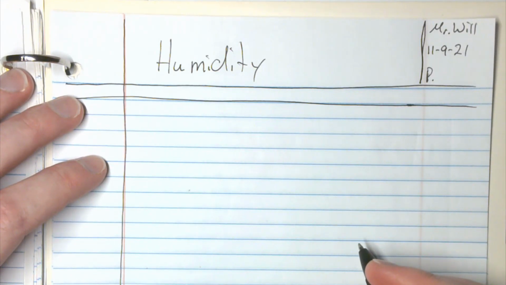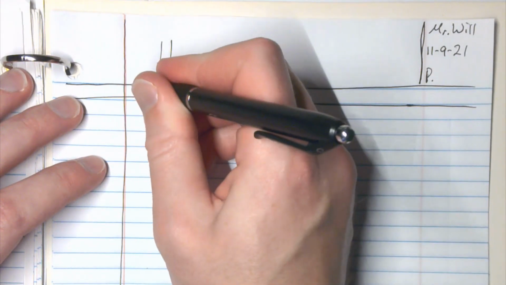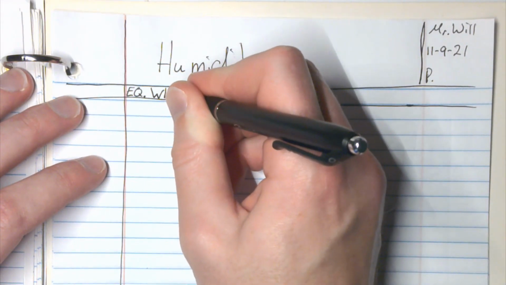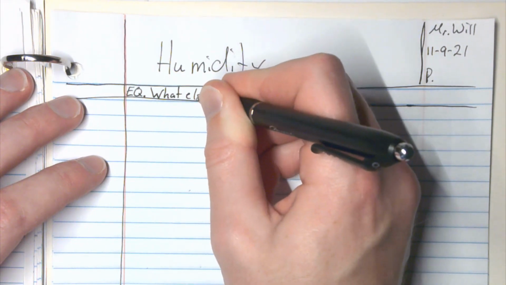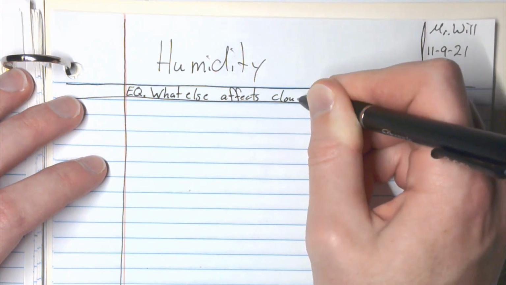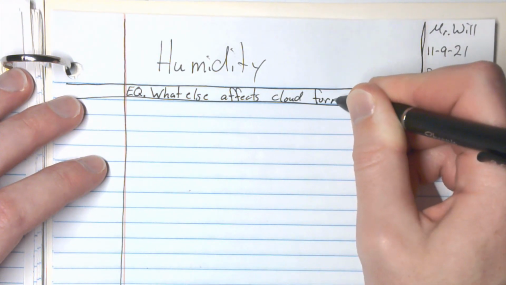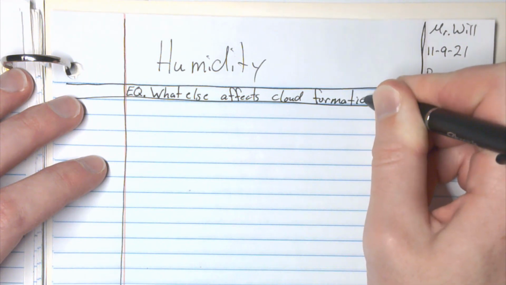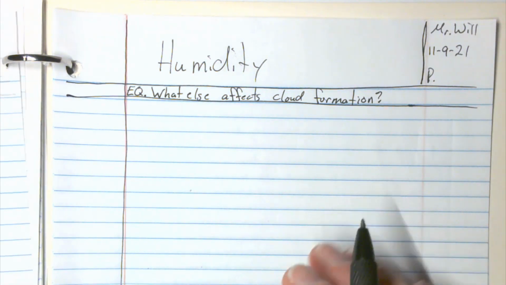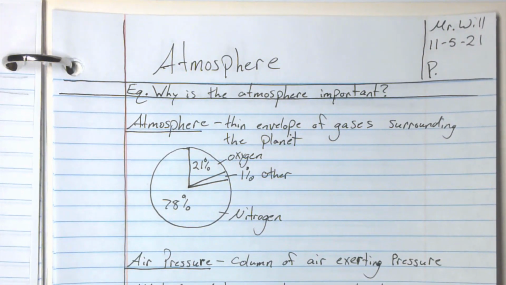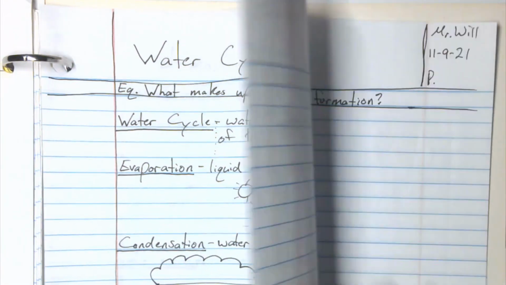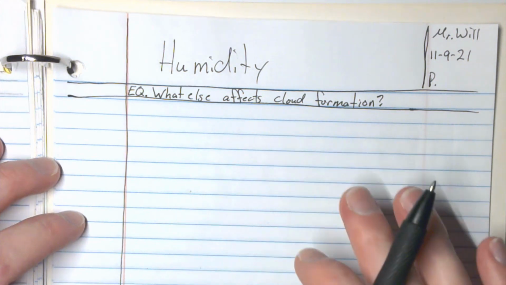Humidity. And the question we're going to ask, the essential question: what else affects cloud formation? Because there's a lot of stuff, and we covered a few things on the last page, like air pressure and altitude and wind, and then like condensation and precipitation. Those are really good things, but we're going to get a little bit more specific now.